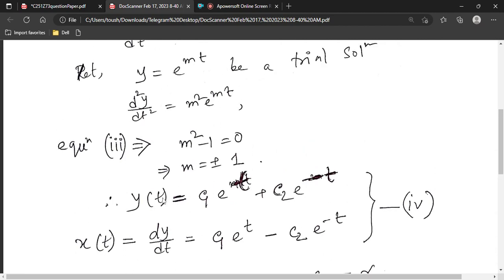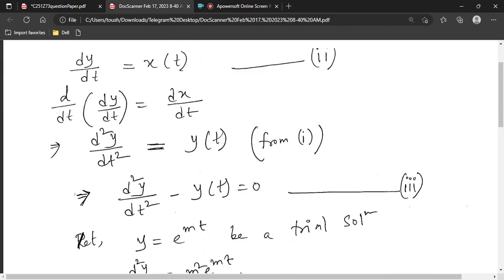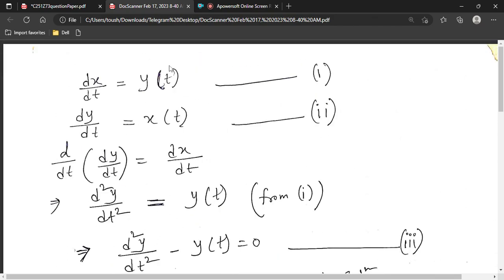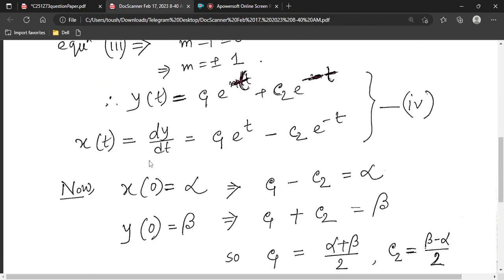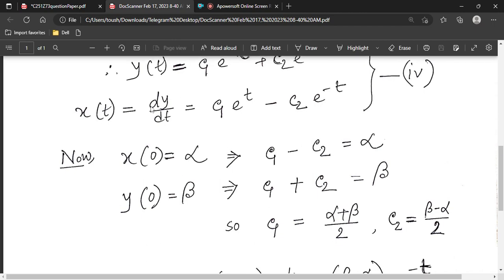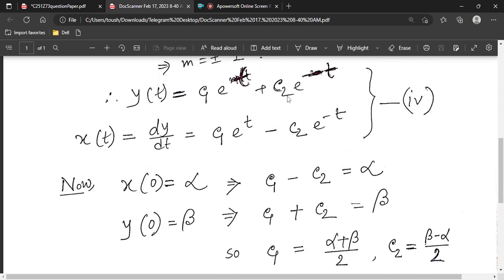But now you have y(t), but you have to compute x(t) also, right? So x(t) is given as dy/dt, from equation 2. x(t) is dy/dt. Now you have y(t) in your hand. So dy/dt will be c1 e^t plus c2 into the derivative of e^(-t), which is e^(-t) into minus 1. So it is c1 e^t - c2 e^(-t). So now you have x(t) and y(t) both.